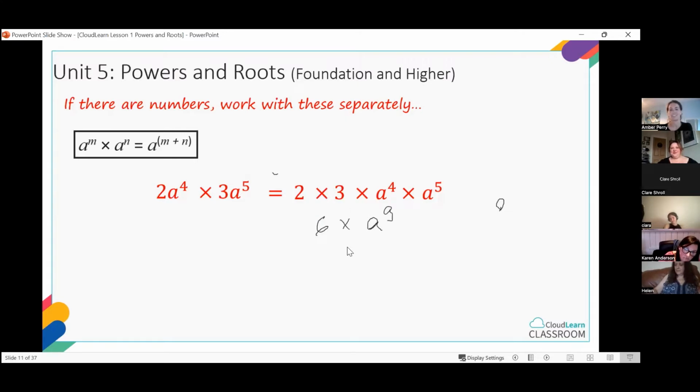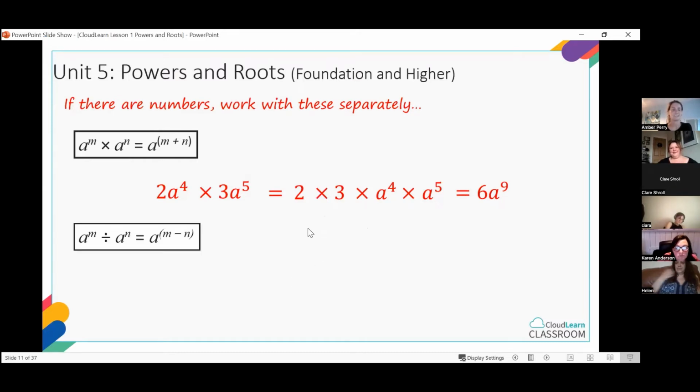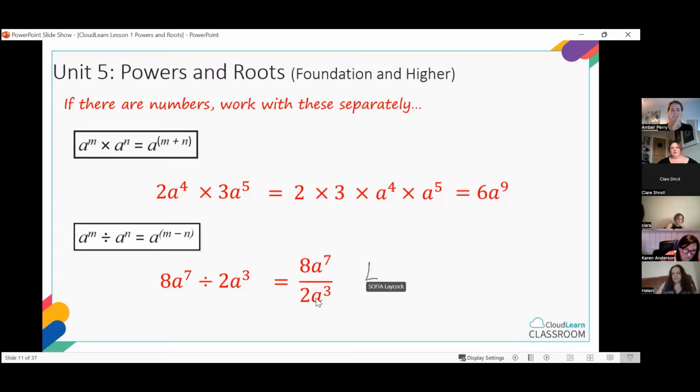So we've got 2 times 3 is 6. And a to the power of 4 times a to the power of 5, add the powers there, 6a to the power of 9 there, okay? I am just going to clear them though, so that we can, but that was great. And let's do one with division. So you may see it written like this, or you may see it written like this. It means exactly the same thing, okay? So deal with the numbers first, deal with the powers separately.